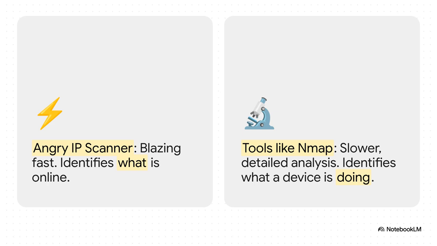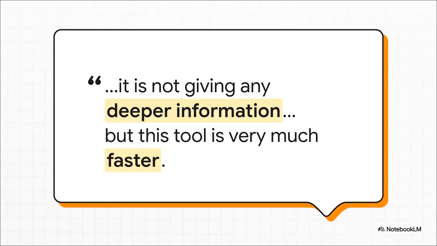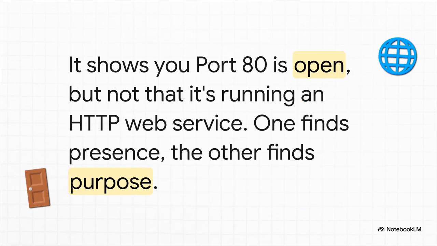Now, other tools, like the legendary Nmap, they're slower for a reason. They're trying to tell you what that device is doing, like what services it's running or what its operating system is. And look, this isn't an accident. It's by design. The creator themselves said it. The tool is not giving any deeper information, and the reason is because this tool is very much faster. It's a deliberate choice.